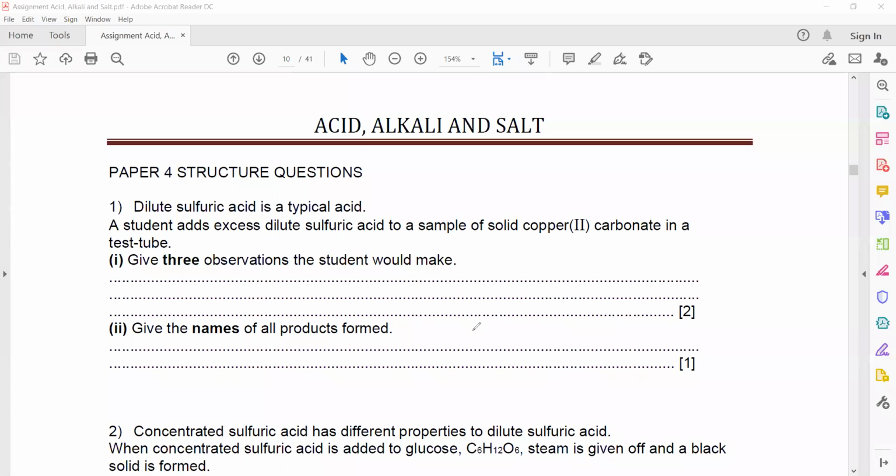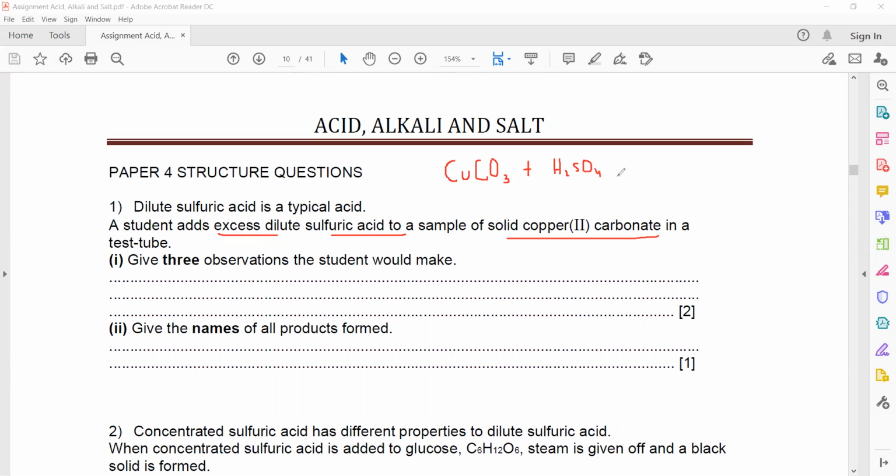Today I'll discuss some questions related to acid, alkali, and salt, and mainly structure questions from paper 4. For example, you have dilute sulfuric acid, which is a typical acid. A student adds an excess of dilute sulfuric acid to a sample of copper carbonate. Copper carbonate is CuCO3, and we add sulfuric acid, which is H2SO4.